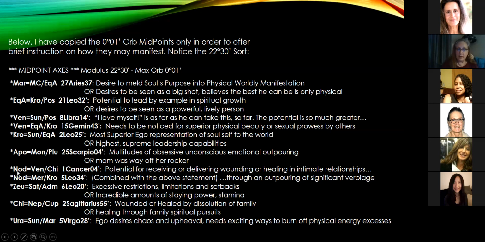The node equals Venus, the Venus Chiron midpoint at 1 Cancer. So there's a potential for receiving or delivering wounding or healing. You know, you get one, you get the other, right? A lot of times we hope we get the other. In intimate relationships, it really does seem that that would be the potential there.